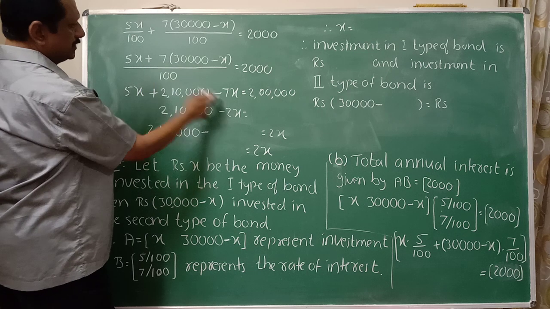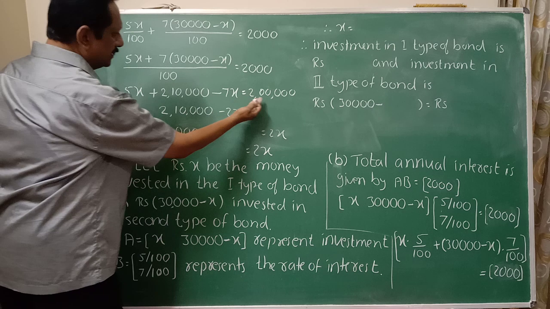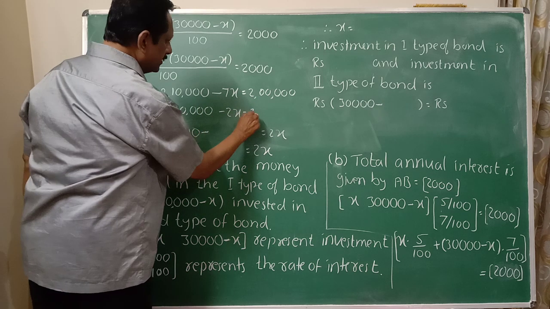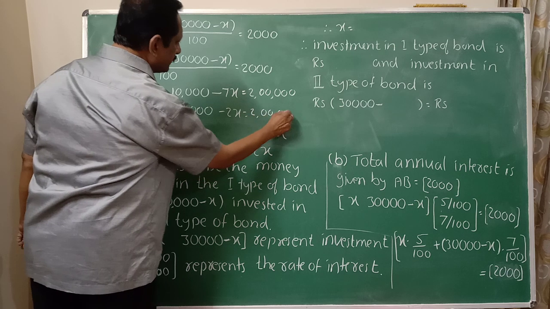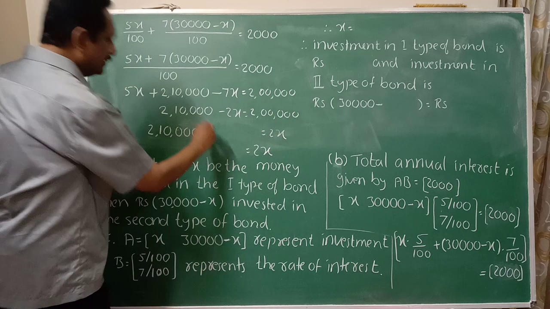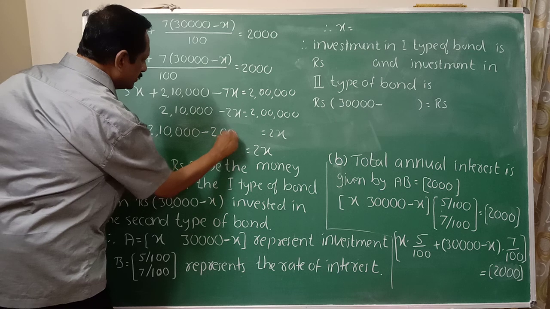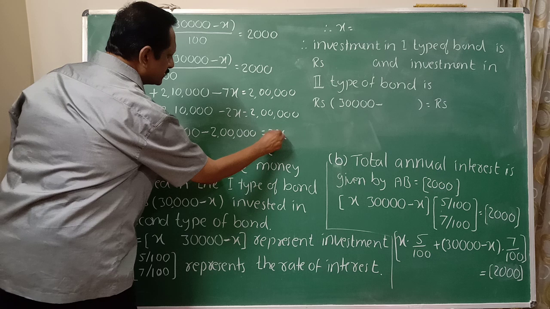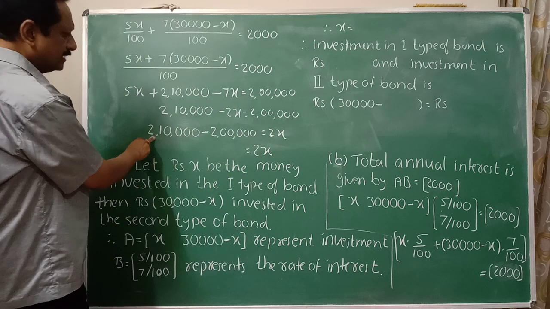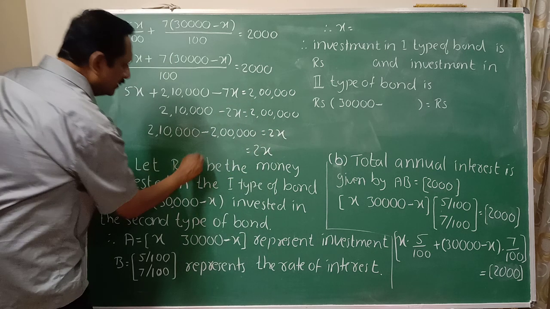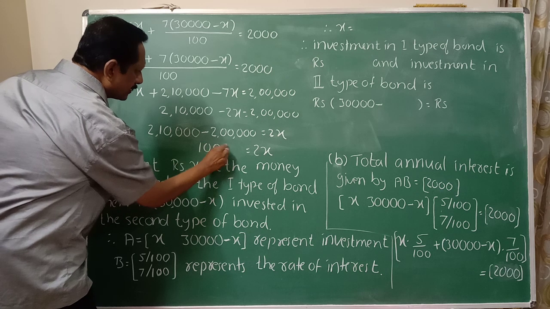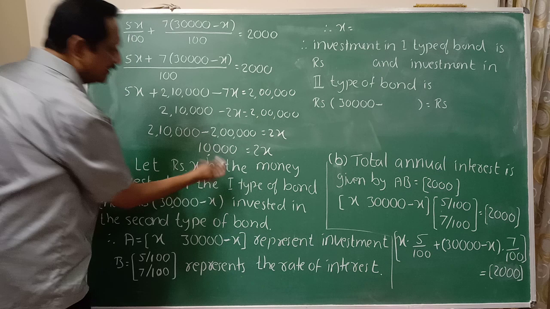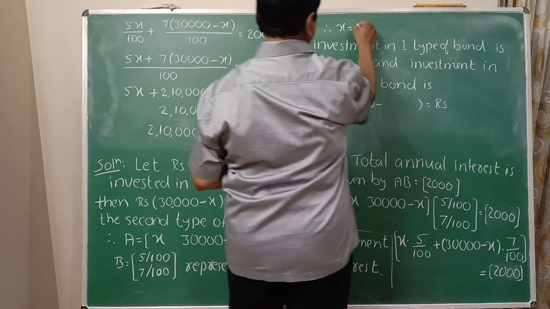And this into this gives minus 7x. Here 5x minus 7x is minus 2x, plus 2 lakh 10,000 is equal to 2 lakh. Take 2 lakh to the left side, and 2x to the right-hand side, so it becomes 2x. Then 2 lakh 10,000 minus 2 lakh gives 10,000. So 10,000 is equal to 2x, and x is 5,000.